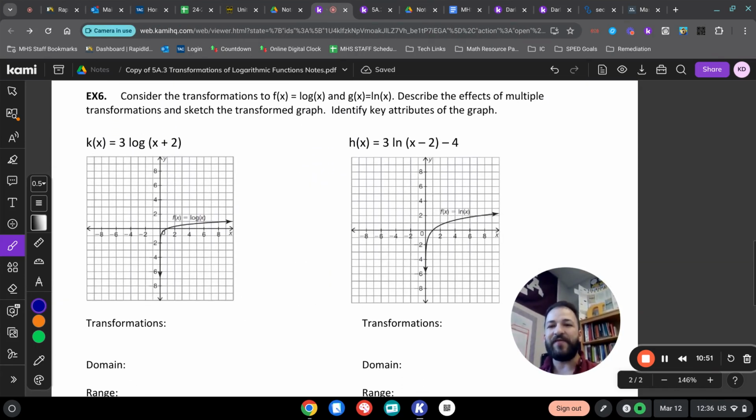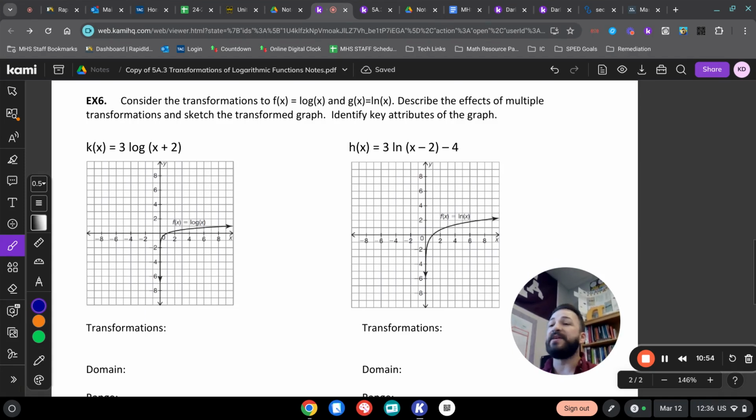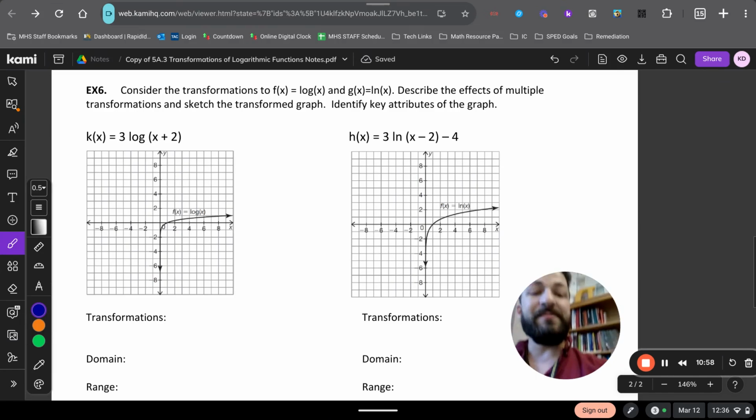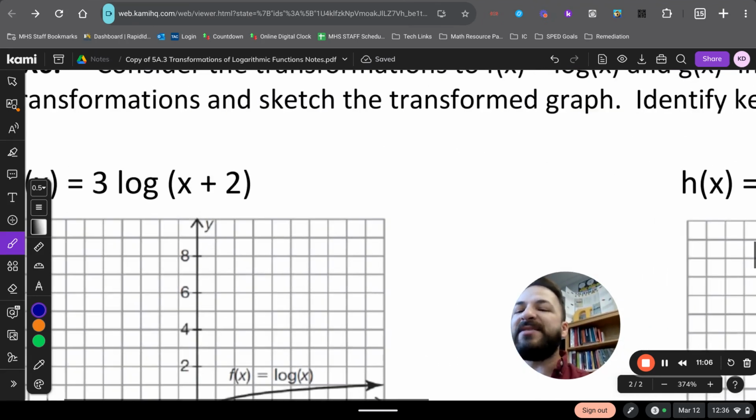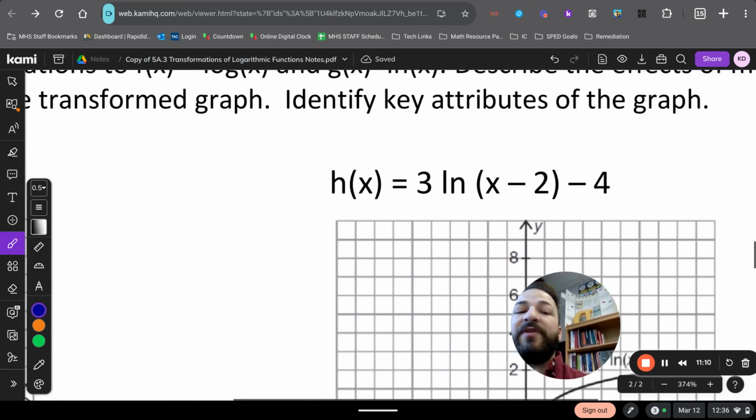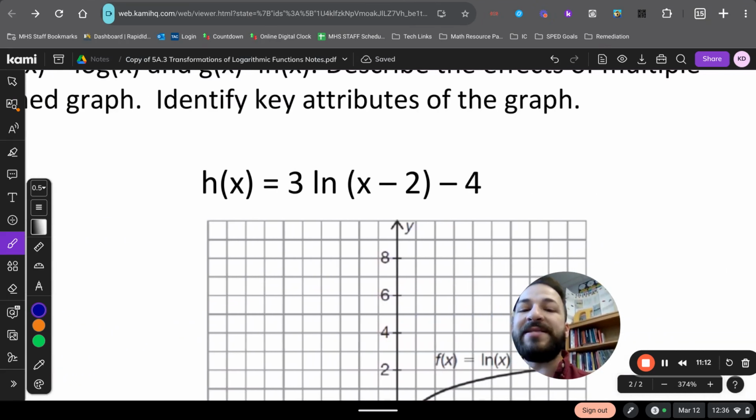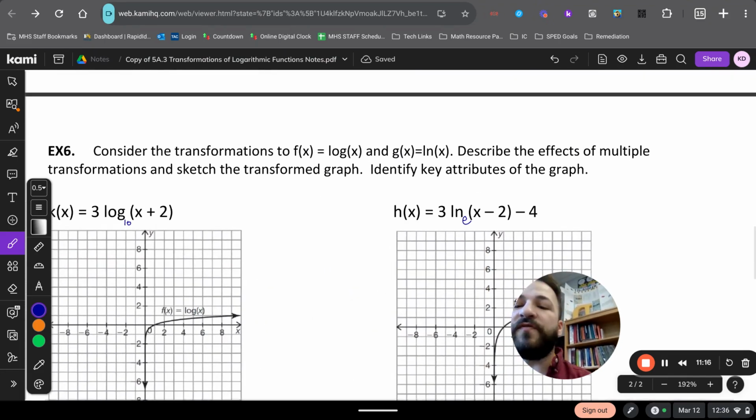Just like we did for exponentials, we could have different bases for our logarithms, and the bases we're going to focus on are base 10 and base e. And you notice for k of x and h of x, they don't have bases written. If we have a log without a base, that means it is base 10. And to help us remember, we can add in that 10. And if we have a natural log without a base, that means it's base e. So we can write that in just so we don't forget.